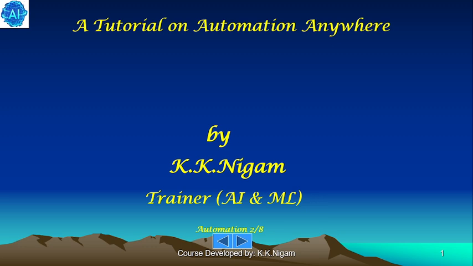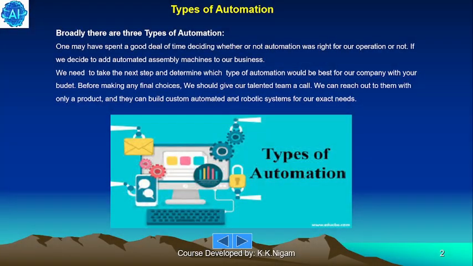Let's start with the second part of Automation Anywhere. Now, we have understood what is automation. Now, let's see what are the types of automation. Broadly, there are various types of automation, but one may have spent a good deal of time deciding whether or not automation was right for our operation, because that is a decision which has to be taken before you go for automation.